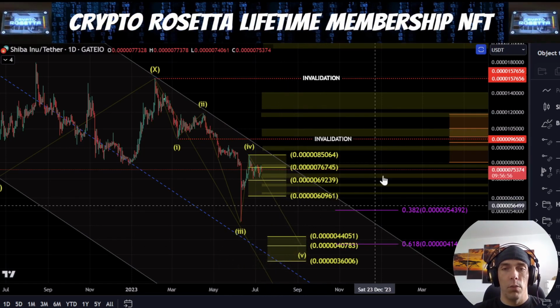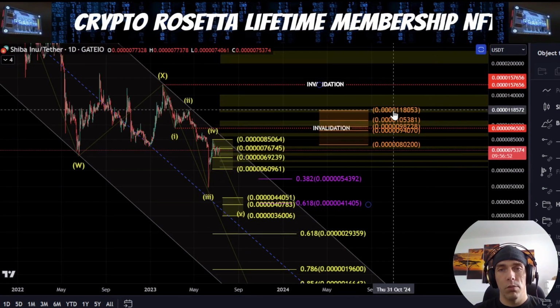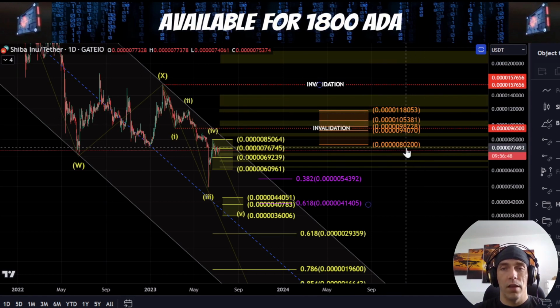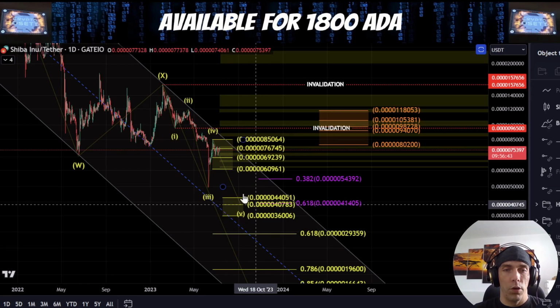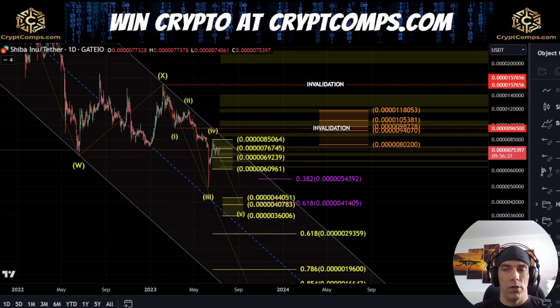I would be looking for a B wave up if we are looking at this as a 5-wave sequence, where we could look to reject off this orange box area, this 118053 to this 80200. Now that would be based off of arriving here in our typical 5th wave area. I'm not going to go over too much into these lower degree counts. We're going to do a separate video on that.